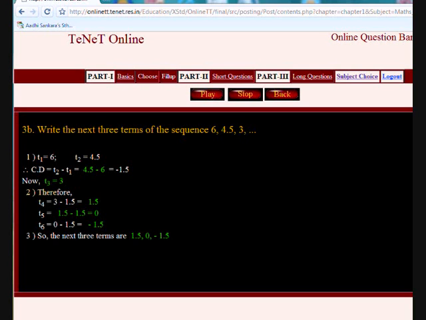Given that T3 equal to 3, therefore the fourth term T4 equal to 3 plus minus 1.5 equal to 1.5. T5 equal to 1.5 minus 1.5 equal to 0. Sixth term T6 equal to 0 plus minus 1.5 equal to minus 1.5. So the next 3 terms are 1.5, 0, minus 1.5.